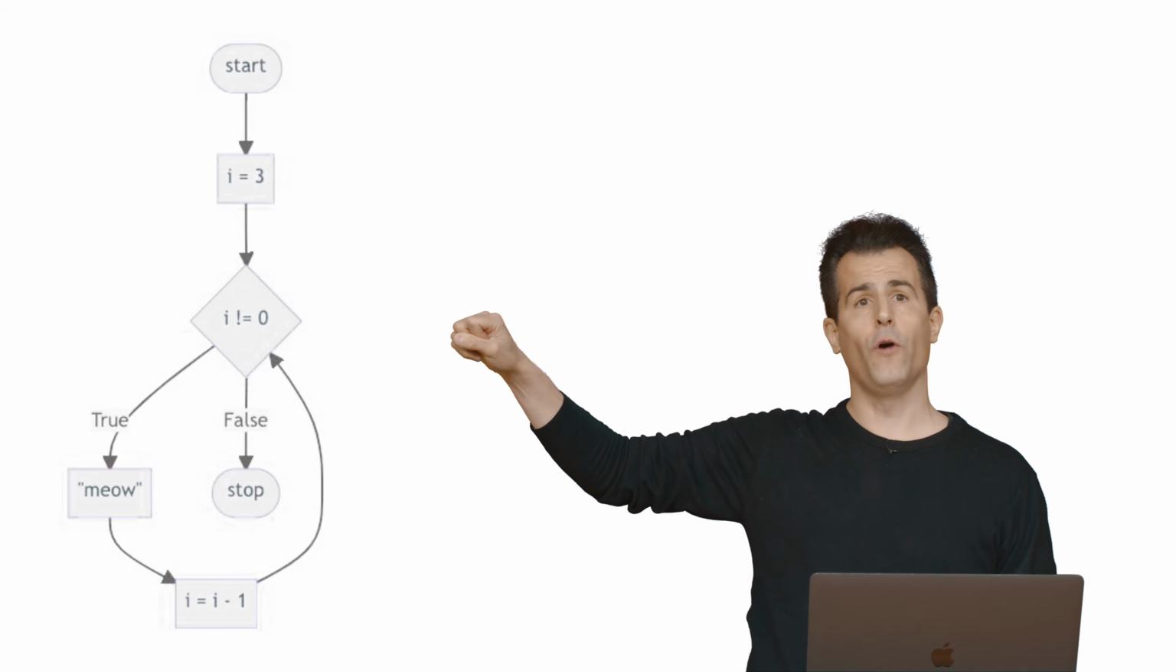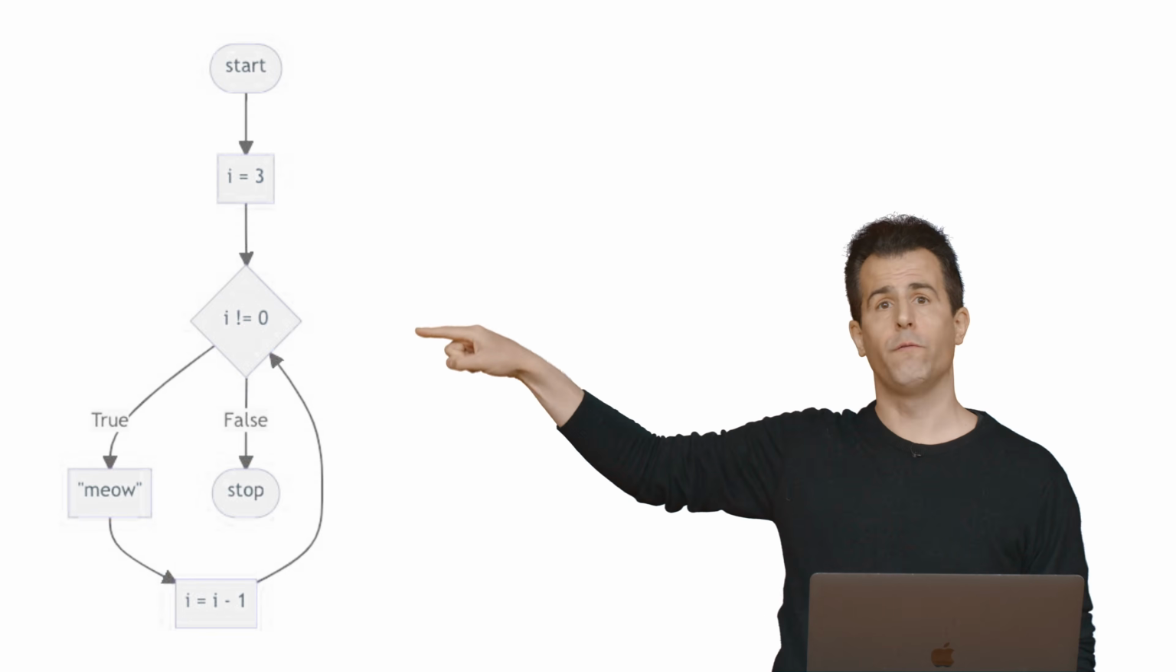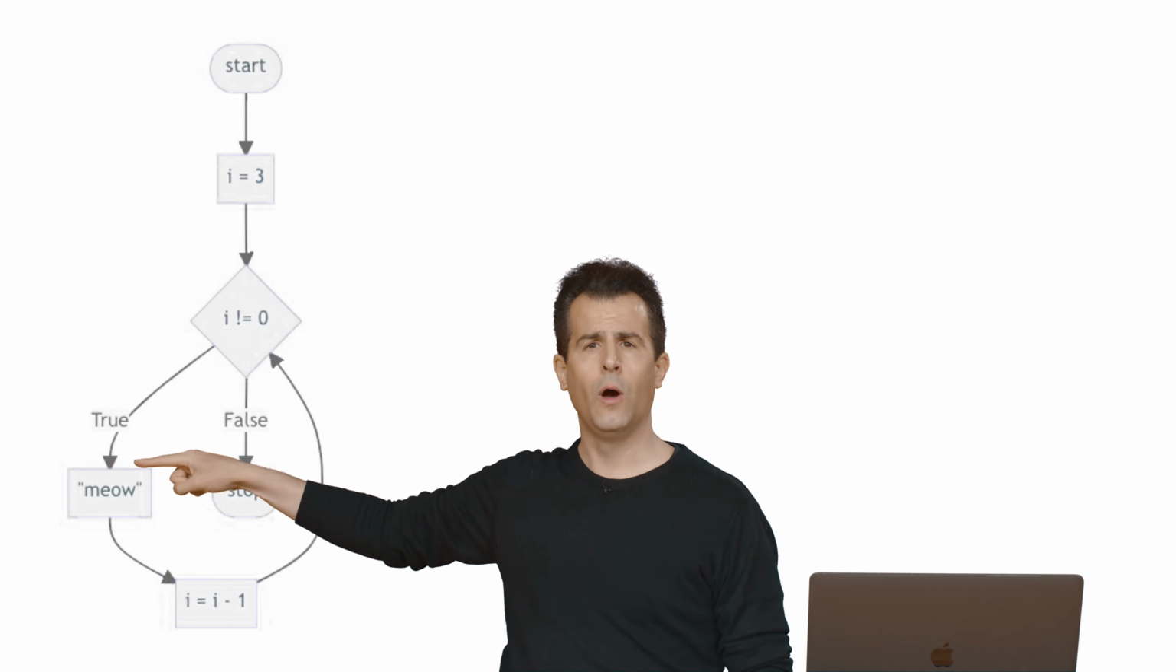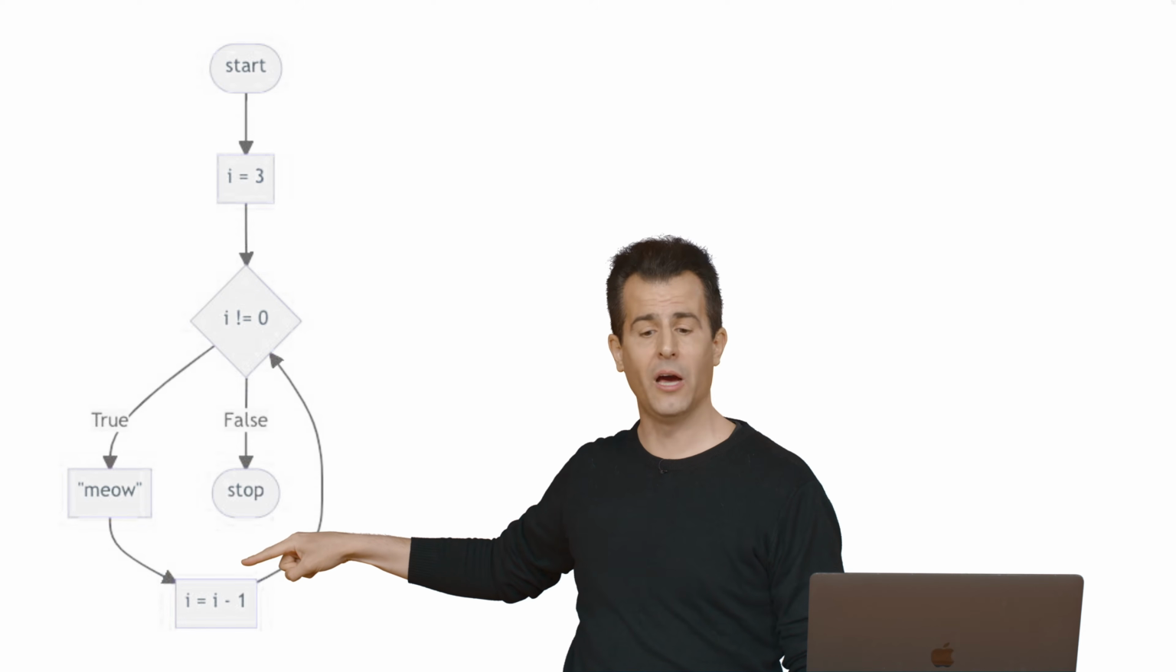And the answer is going to be true or false. Does I not equal 0? Well, it doesn't. It equals 3. So if I follow the true line, I meow. And then I follow this arrow. And I update I to equal I minus 1.